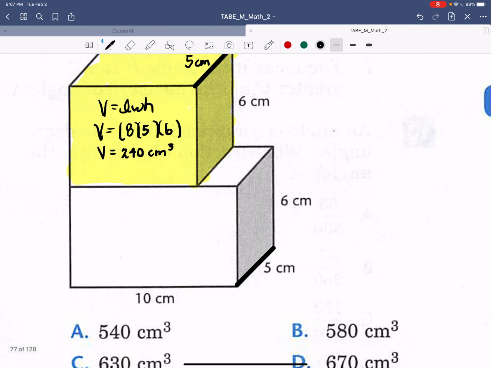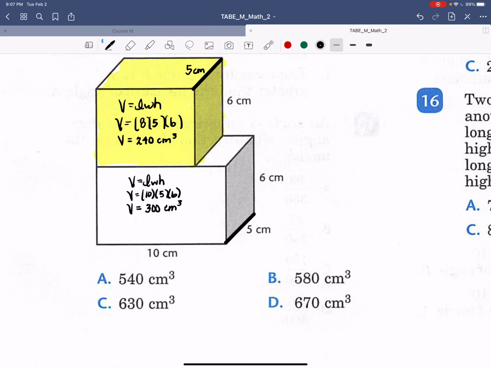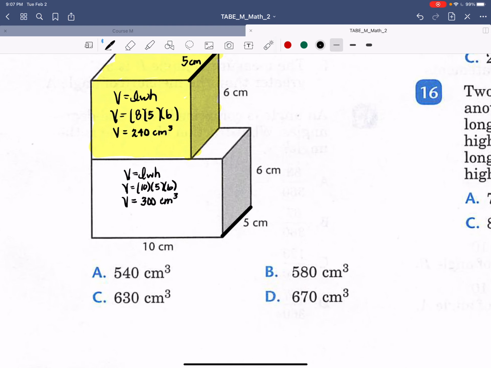And then down here, I can tell you this one pretty straightforward. The length is 10. The width is 5. And the height is 6. I think that one's 300. Then I need to join them together. So 240 plus 300, you've got it, is 540. So this is number 11. The answer is A.